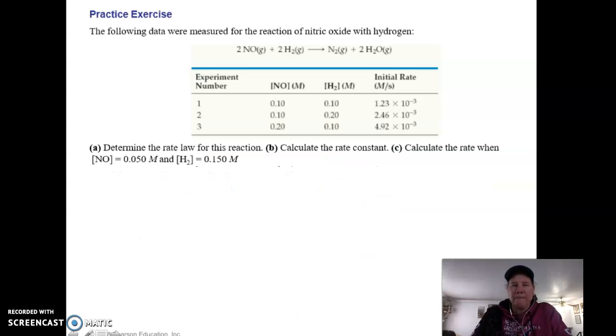Okay, so here's another one. The following data was measured for a reaction. We got nitric acid plus hydrogen. Okay, so we're just supposed to determine the rate law for this reaction, calculate the rate constants, and so on.